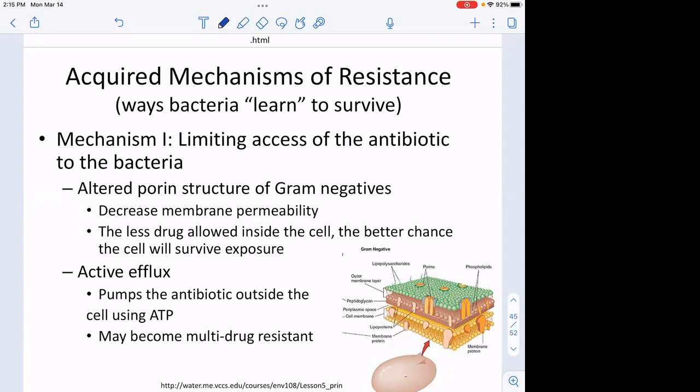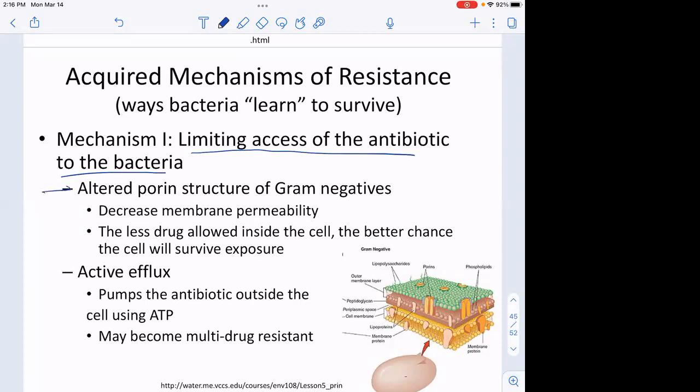All right, so we have the bacteria that want to survive in the presence of antibiotics. And oftentimes the bacteria will produce something so that the antibiotic becomes not effective. Okay, so 3 different mechanisms. The first one is pretty straightforward: if the bacteria can limit the access of the antibiotic into its cell. So how could they do that?